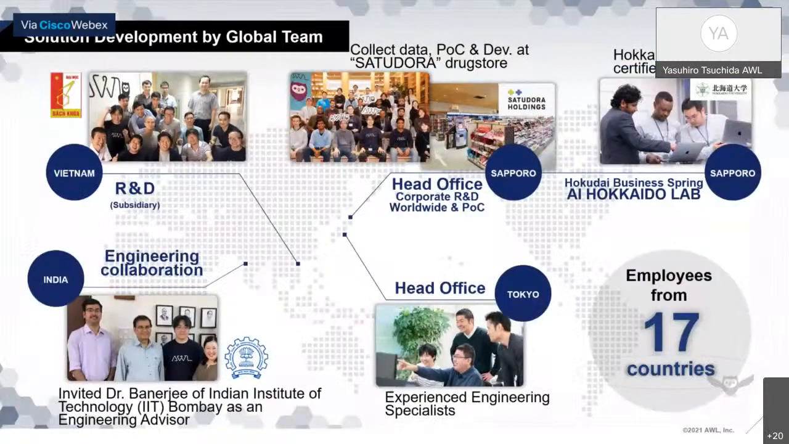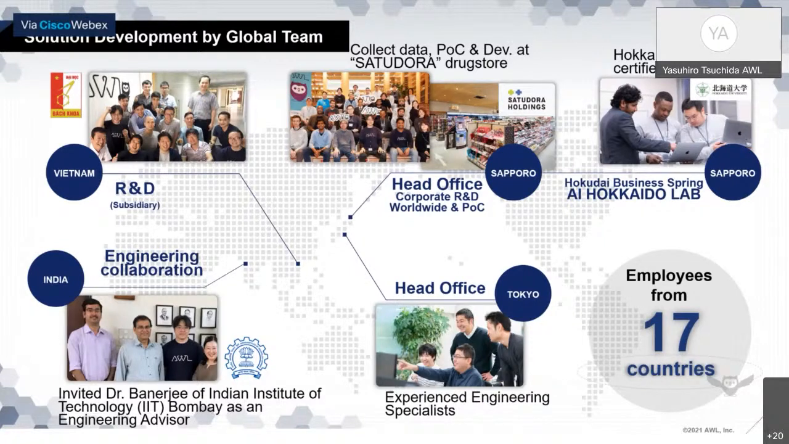A very important characteristic of AWL is that it is a very global company. It may be very common in India, I think, but it's very special in Japan. Almost all Japanese companies are made up only of Japanese engineers, but our company is made up of global AI engineers from 70 countries.